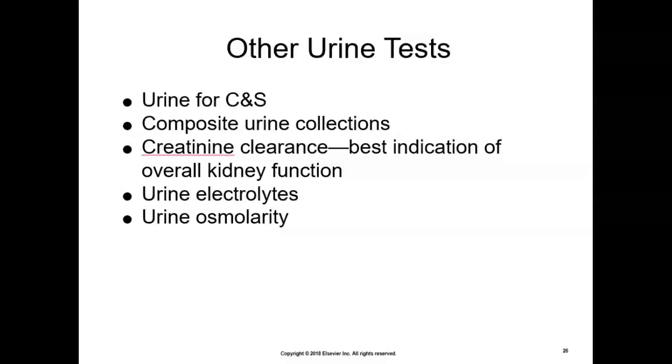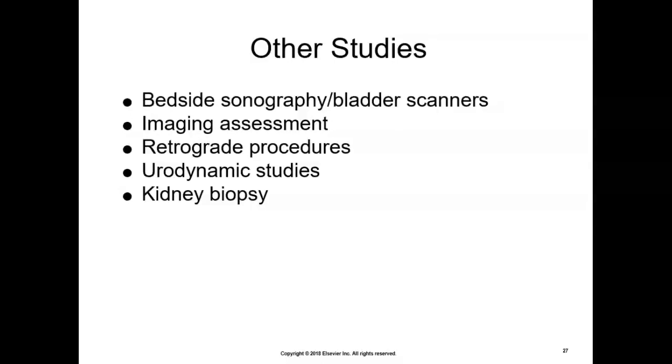With average fluid intake, the range for urine osmolarity is 300 to 900. Bladder scanners are used to screen for post-void residual volume, so how much urine is left in the bladder after the patient tries to urinate, and to determine the need for intermittent catheterization based on the amount of urine in the bladder rather than the time between catheterizations. In your textbook, you have a picture of a bladder scanner there if you're not familiar with one.